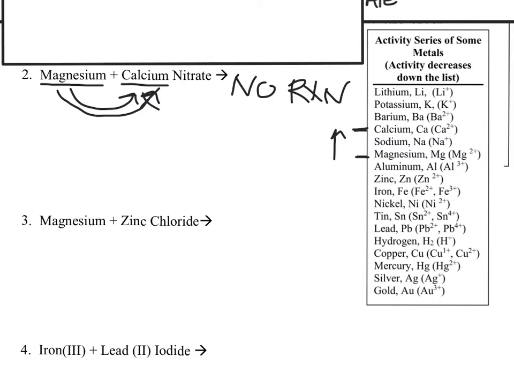That is an important thing to always check. You always want to check your activity series. Otherwise, you might do an entire problem all for nothing. The reaction never really takes place because the cation that's in the ionic compound is already stronger, or more active, than the loner metal. So keep that in mind.